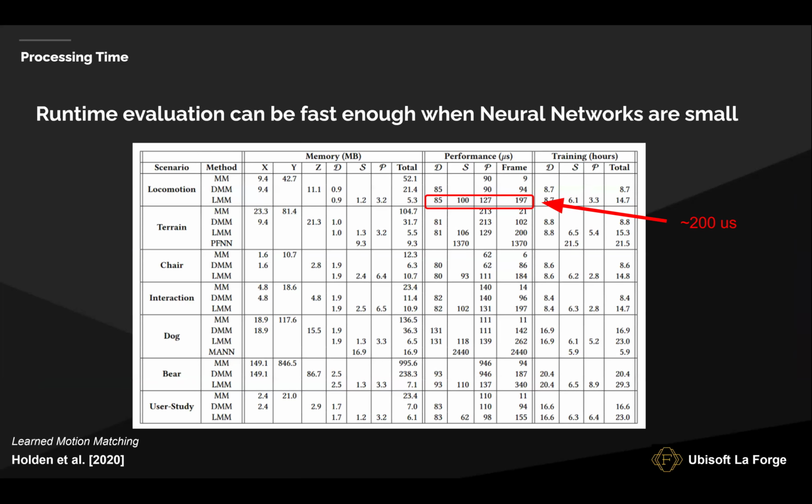In this same paper, we learned a neural network approximation of this motion matching algorithm. And we showed that if you have small neural networks, you really can hit the sort of budgets required for game dev. Here, in this paper, we have three individual networks doing different things. And when you sum up their costs, you're getting an average of 200 microseconds per frame. So you can get within that budget if your networks are small enough.